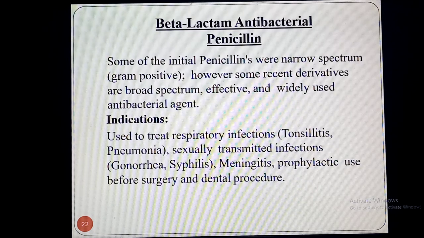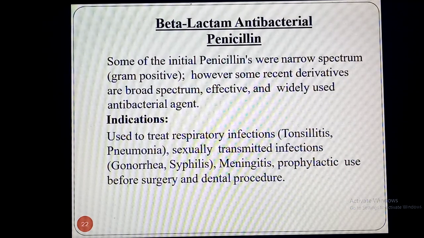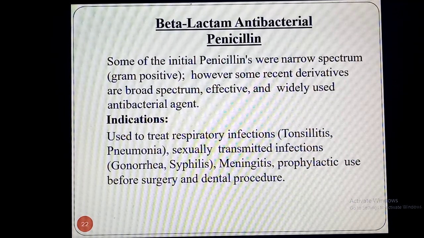This drug is used in the treatment of respiratory infections like tonsillitis, pneumonia, sexually transmitted diseases, gonorrhea, syphilis, and meningitis. It is also used prophylactically before surgery and dental procedures. So this is very simple, as I have mentioned here.